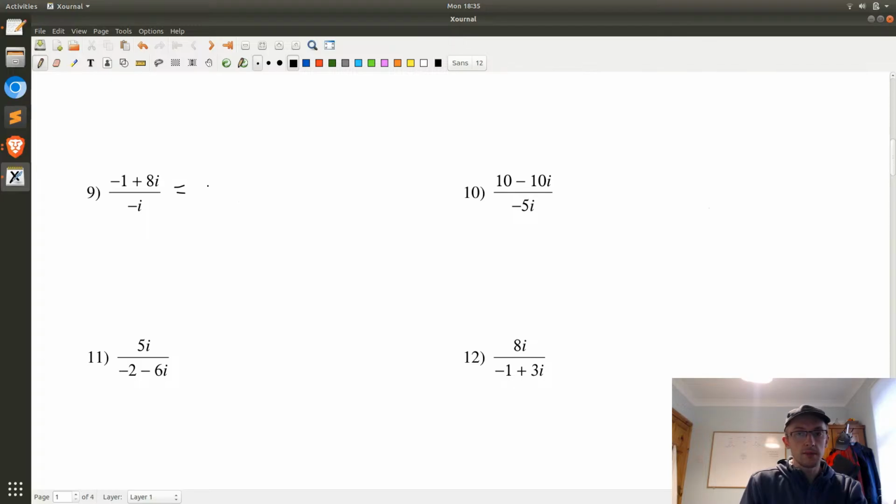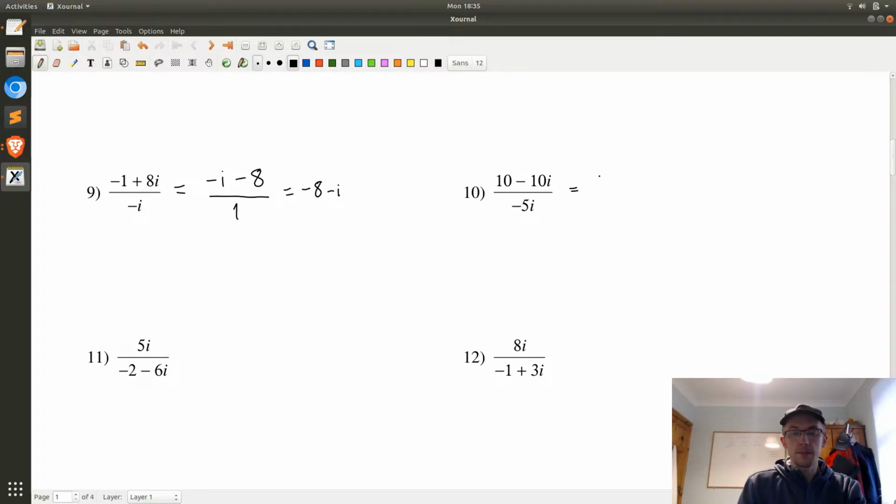Top and the bottom, multiply them by i. We'll have negative i, take 8, and then we have negative i times i, which is the negative of negative 1, so 1. And there you go. Negative 8, take i.